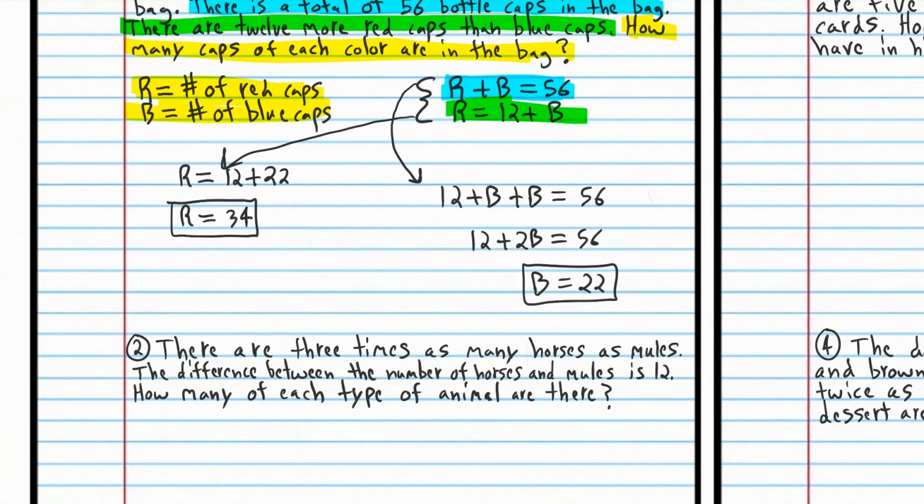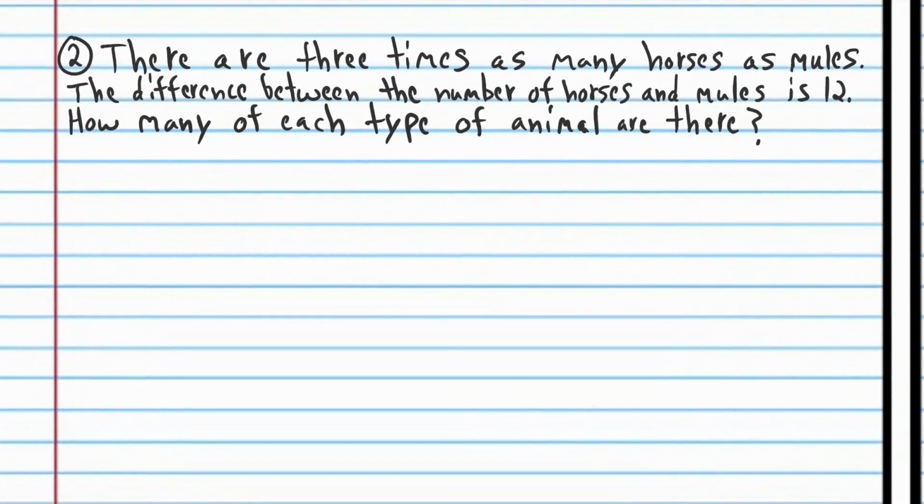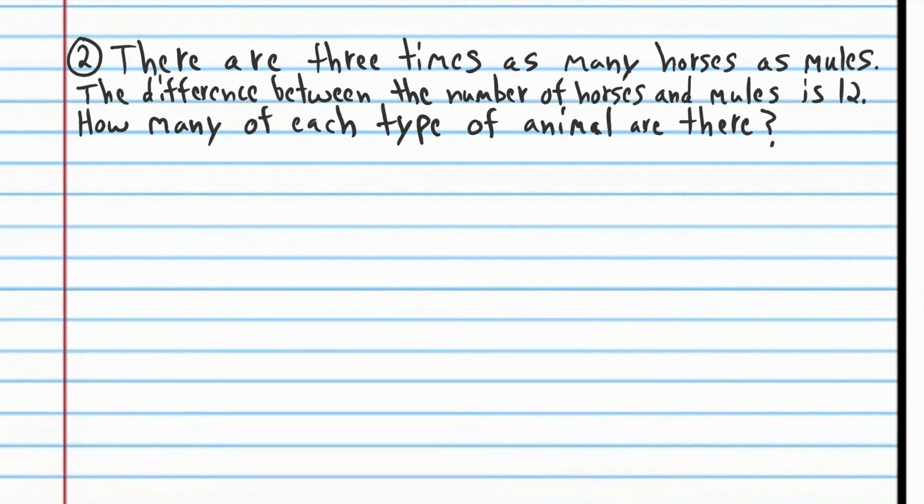So let's try one more together before you try one on your own. There are 3 times as many, well, I don't even need to write it really. First we just start with defining our variables. So what are our variables going to represent? Well, whatever the problem is asking tells us what our variables are going to represent. So how many of each type of animal are there? There's mules and horses, so I'm going to let h equal the number of horses, and I'm going to let m equal the number of mules.